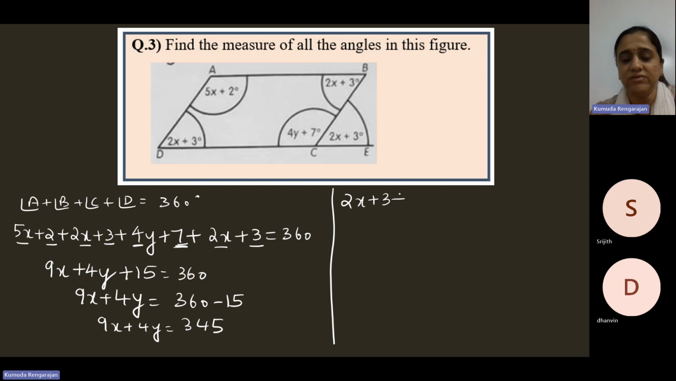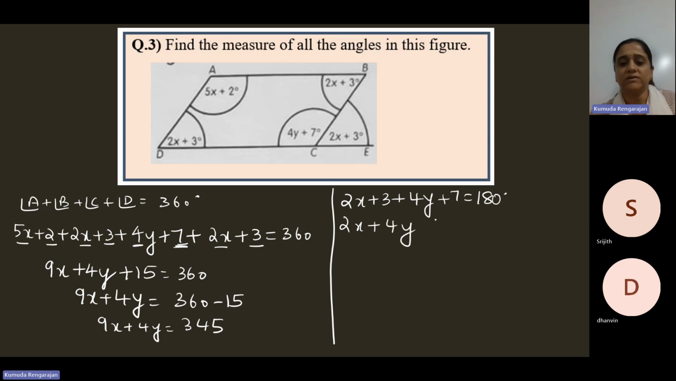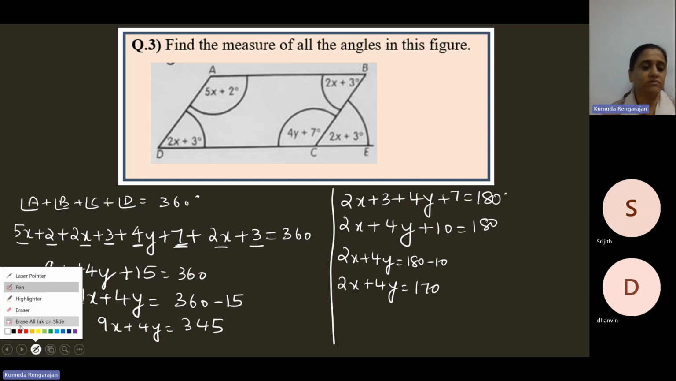Okay. So then what is 2x plus 3 plus 4y plus 7 equal to? 2x plus 10 plus 4y, ma'am, is equal to 360? Not 360, 180. So we have 2x plus 4y plus 10 is equal to 180. So 2x plus 4y is equal to 180 minus 10. So 2x plus 4y is equal to 170, correct? Yes, ma'am.